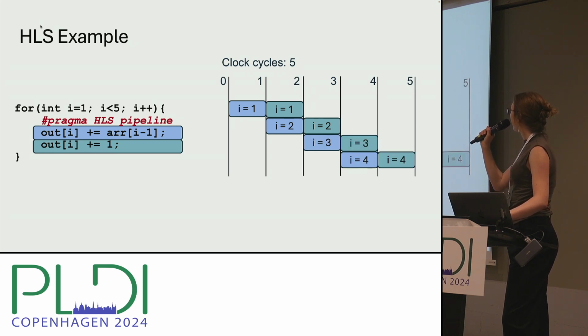So propagating that through, we end up with a 5 clock cycle implementation, which is of course slower than the fully parallel, but a middle ground between that and the fully sequential implementation of the same code.